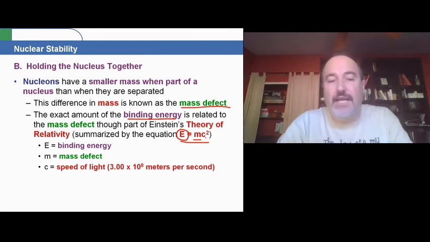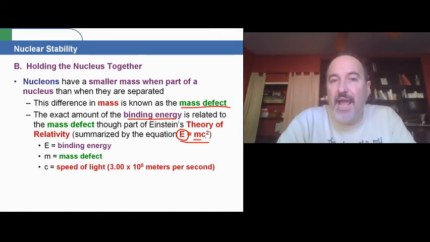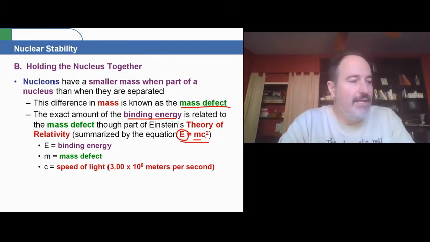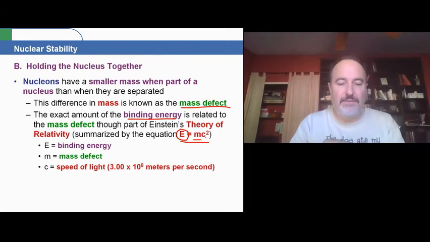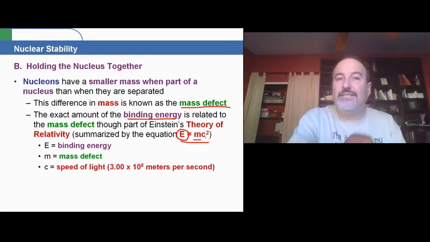Now, the law says that energy cannot be created or destroyed in a chemical or physical reaction, but it can be in a nuclear one. Same thing with the law of conservation of mass. It says that matter cannot be created nor destroyed. But here it is. You see that mass defect? That matter, when it's coming together, technically is being destroyed. And it's turned into energy.